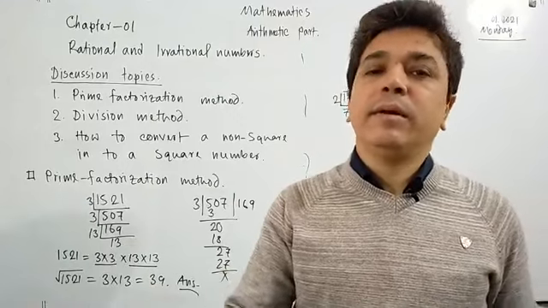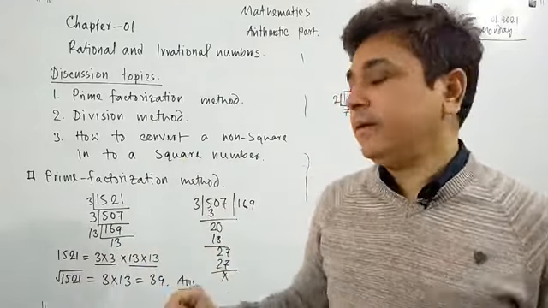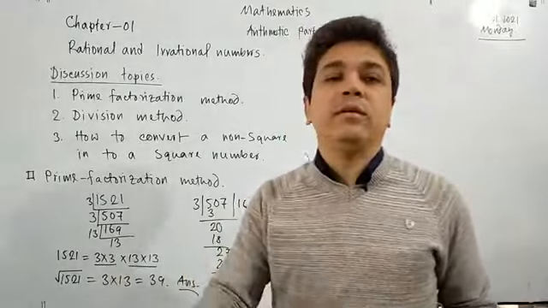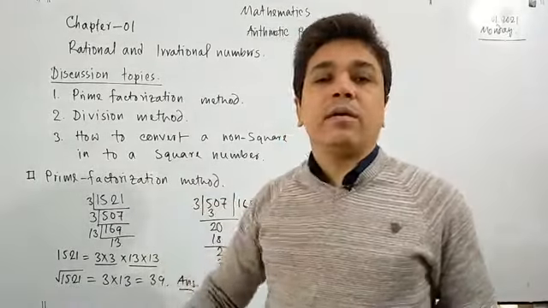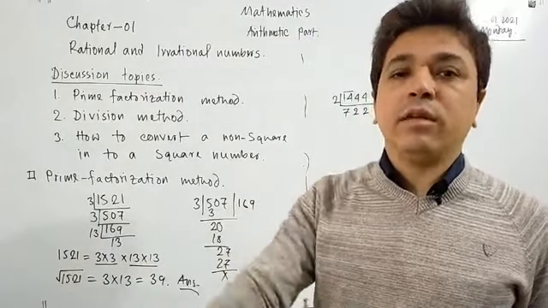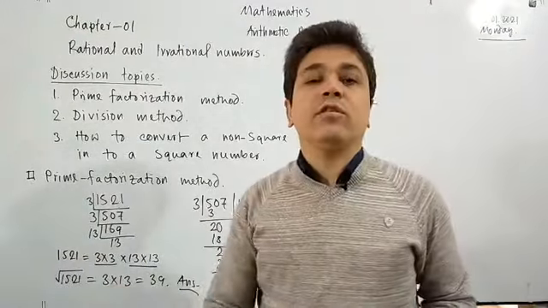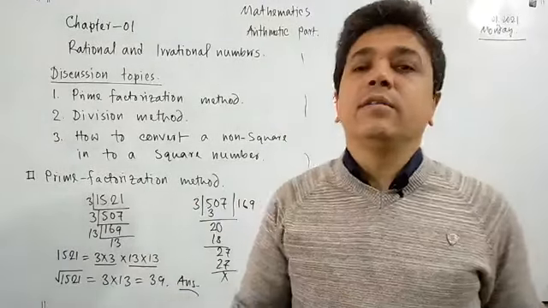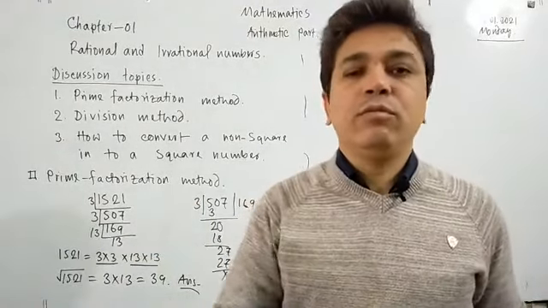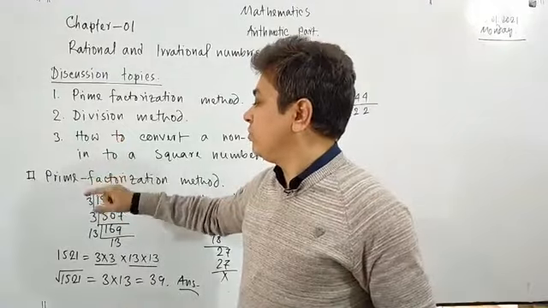The number which is divided by 2 is called an even number, and the number which is not possible to divide by 2 is called an odd number. So it is an odd number, so it's not possible to divide by 2.